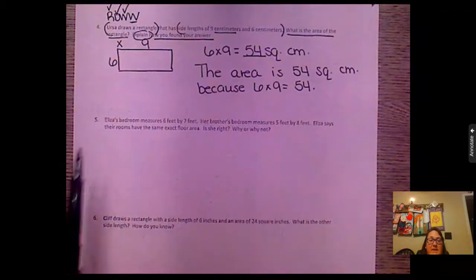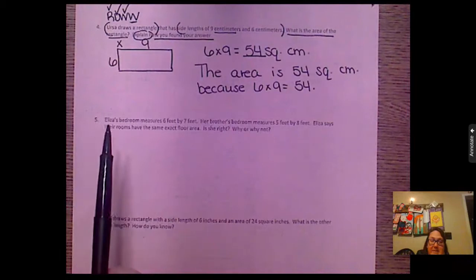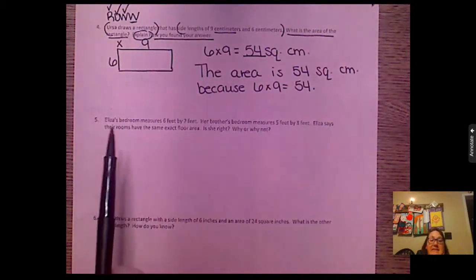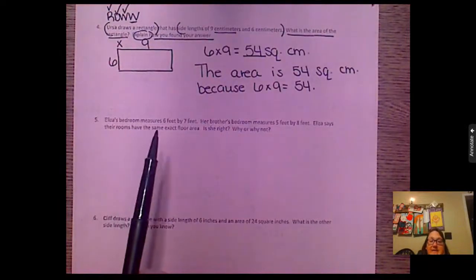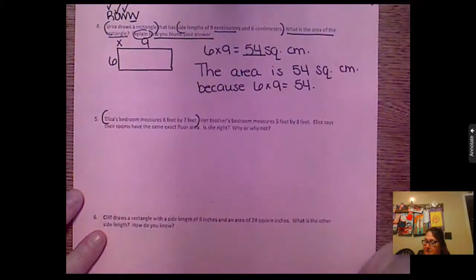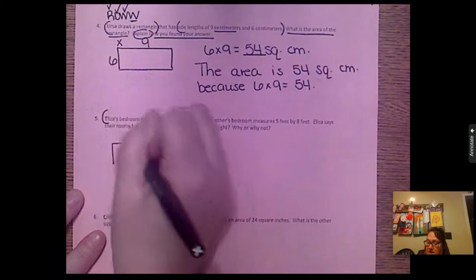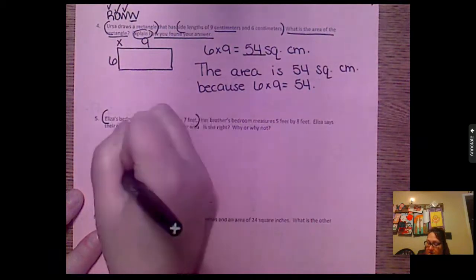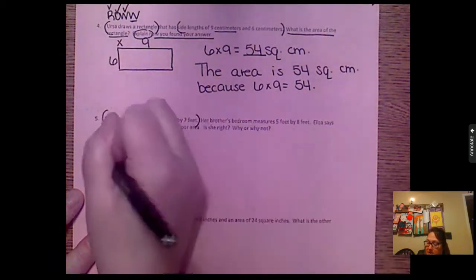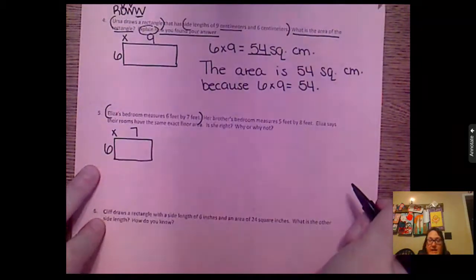Okay, moving on to number 5. If you need to pause and finish up 4, feel free. Let's take a look at number 5 when you're ready. Number 5. Eliza's bedroom measures 6 feet by 7 feet. So I'm already thinking I need a rectangle for Eliza's bedroom, right? So her bedroom measures 6 feet by 7 feet. I want the 6 on the shorter side.